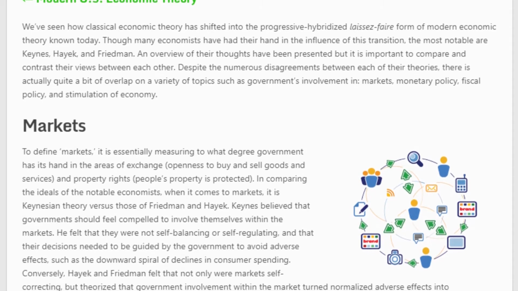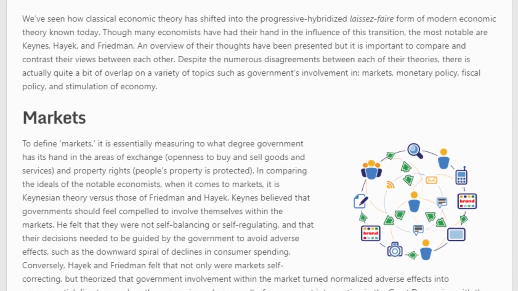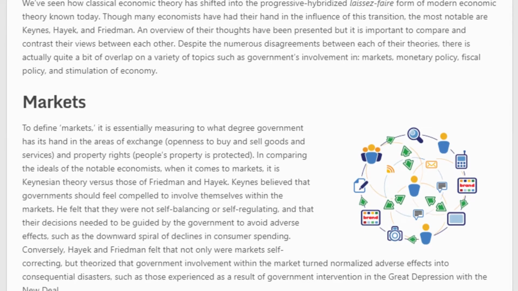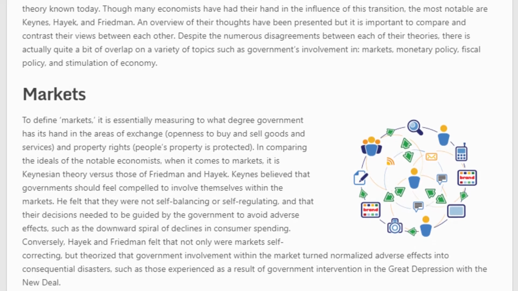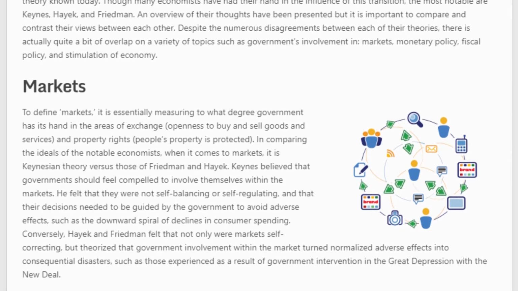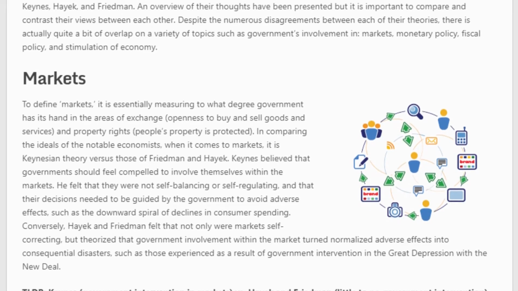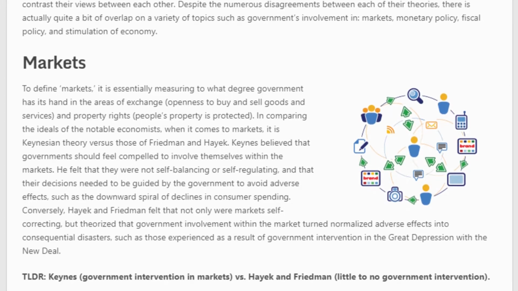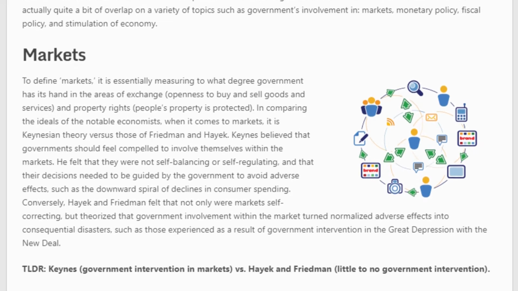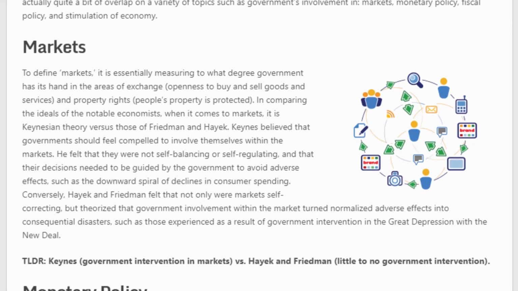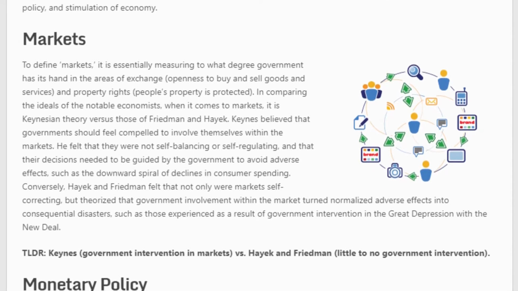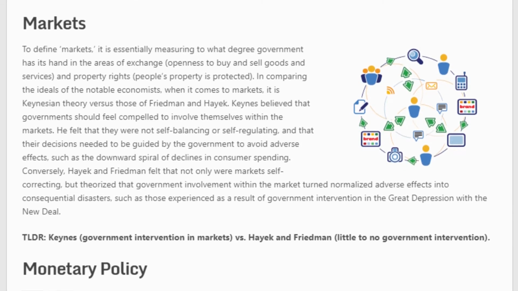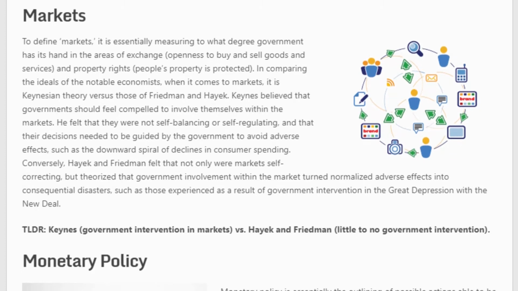Keynes believed that governments should feel compelled to involve themselves within the markets. He felt that they were not self-balancing or self-regulating, and that their decisions needed to be guided by the government to avoid adverse effects, such as the downward spiral of declines in consumer spending. Conversely, Hayek and Friedman felt that not only were markets self-correcting, but theorized that government involvement within the market turned normalized adverse conditions into consequential disasters, such as those experienced as a result of government intervention in the Great Depression with the New Deal.